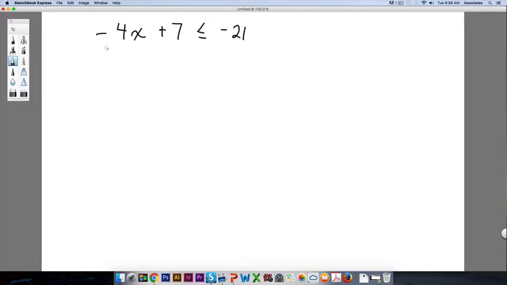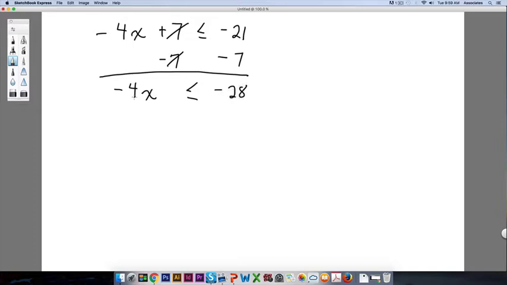inequality flips. So let's start out with the first thing we're going to do, the inverse of adding 7. So I'm going to subtract 7 from both sides. Adding and subtracting do not flip the inequality. So I get negative 4x. These are inverses. They cancel. Are less than or equal to negative 28.